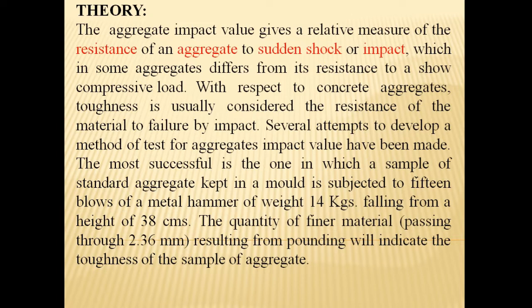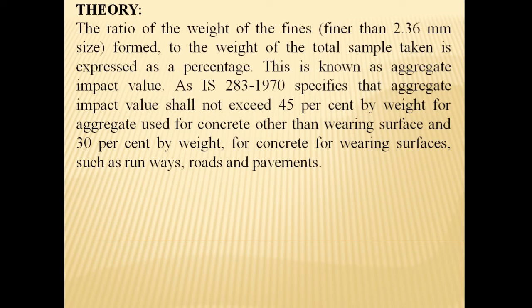The most successful is the one in which a sample of standard aggregate kept in a mold is subjected to 15 blows of a metal hammer of weight 14 kg, falling from a height of 38 cm. The quantity of finer material resulting from pounding will indicate the toughness of the sample of aggregate. The ratio of the weight of the fines formed to the weight of the total sample taken is expressed as a percentage. This is known as the aggregate impact value.